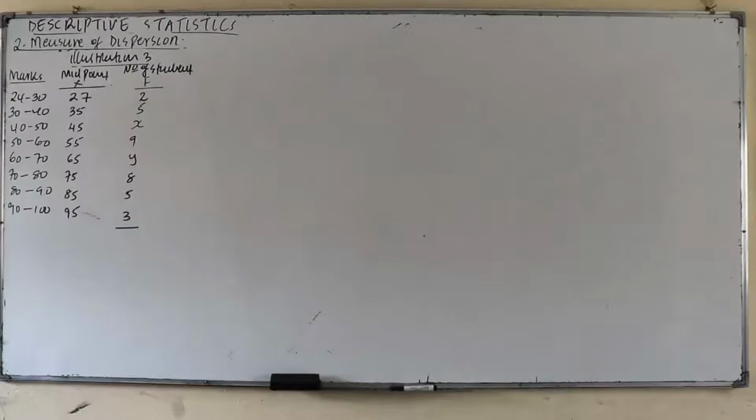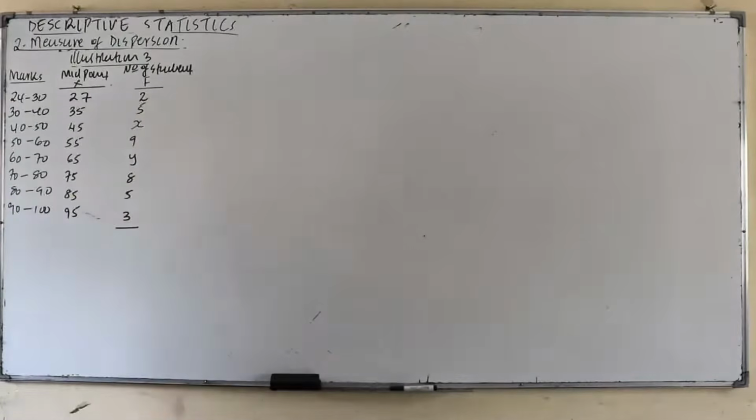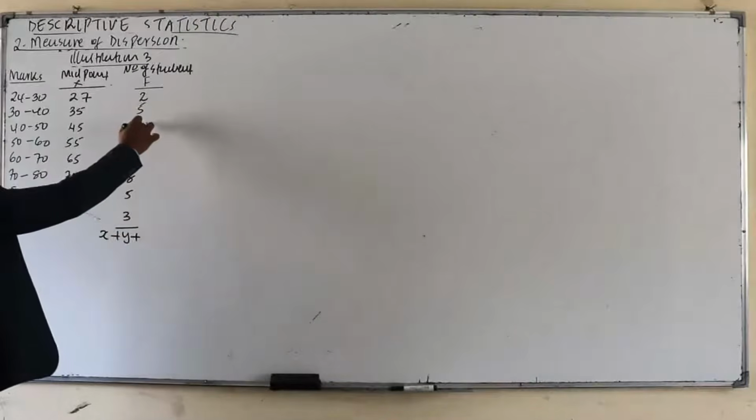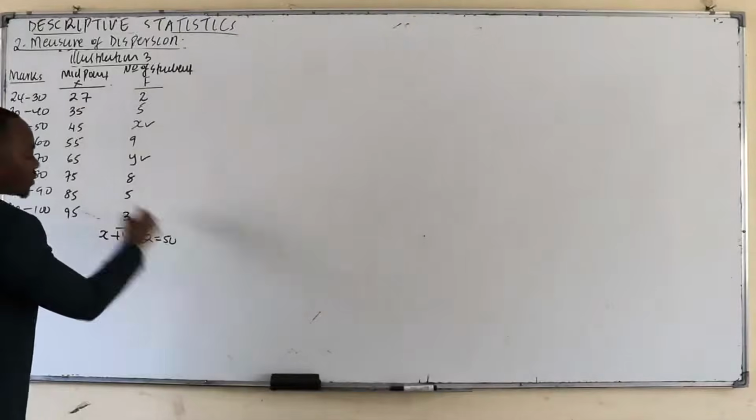Is that true? But you know the total number of students was how much? There were how many students? 50. So that means if you take X plus Y, this X plus this Y plus that 2 should give you how much? It should give you 50.